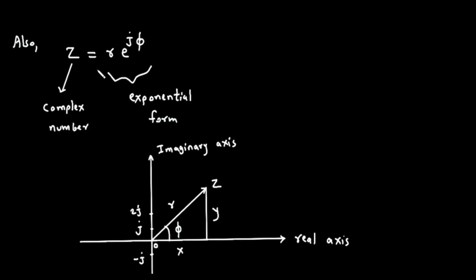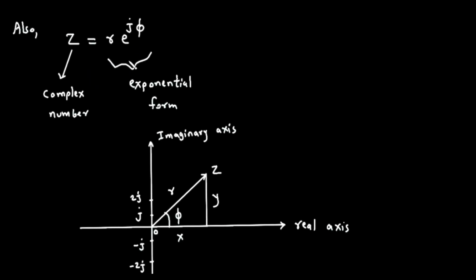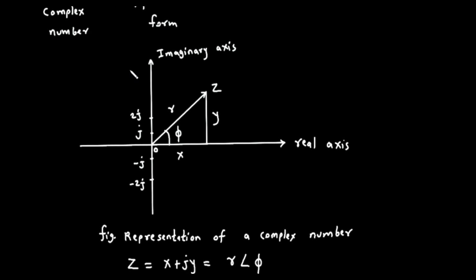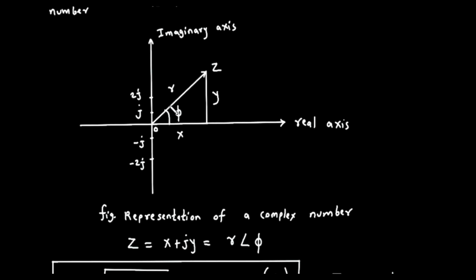This is written as z equals r times e raised to the power of j phi. This is mathematically equivalent to the polar form and is based on a famous relationship called Euler's formula. It's another compact way to write the magnitude r and phase phi. Now, let's look at the diagram showing the representation of a complex number.